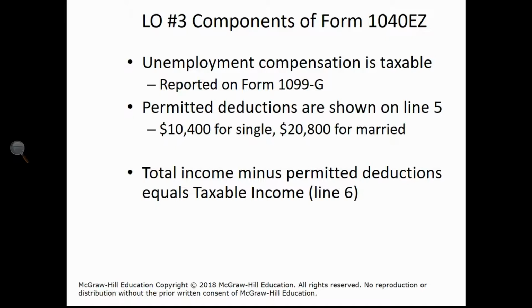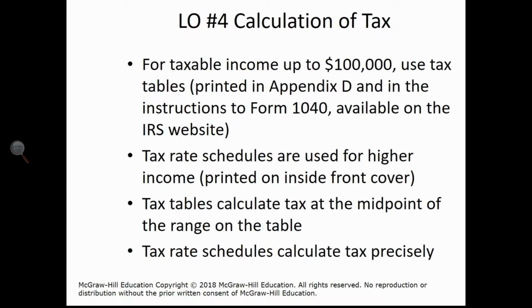Permitted deductions for 2017, which is the tax year that we cover in this course, is $10,400 for single and $20,800 for married. And then the total income minus any permitted deductions, as we said, gives us taxable income. For taxable income up to $100,000, we are permitted to use the tax tables, and they're much easier to use than the tax schedules. With tax schedules, we have to make some calculations. With the tax tables, we get to just look up the amount on the table, and that gives us our tax liability. Although the tax rate schedule calculates the tax more precisely, the difference is usually negligible.